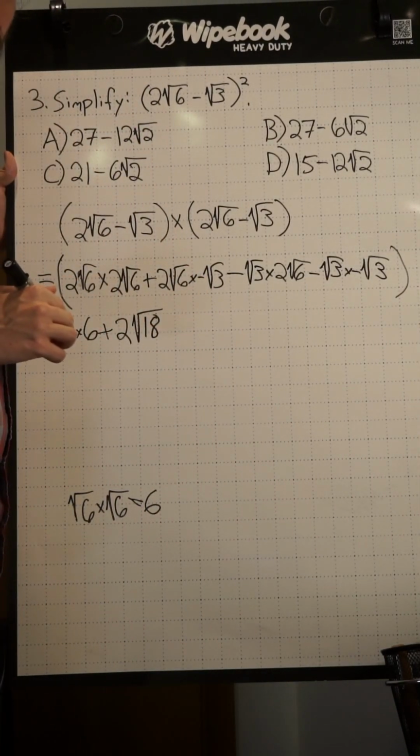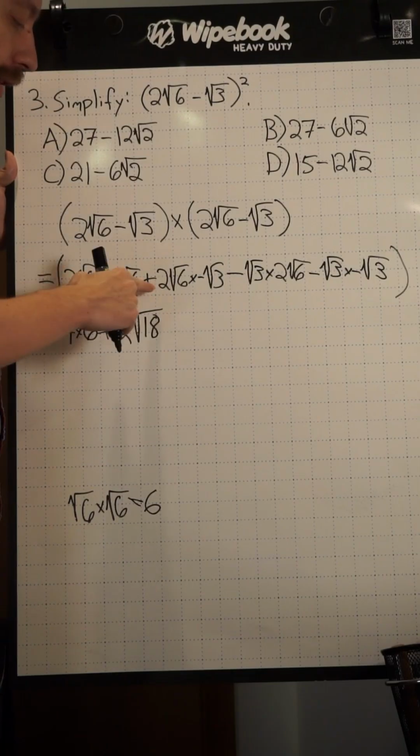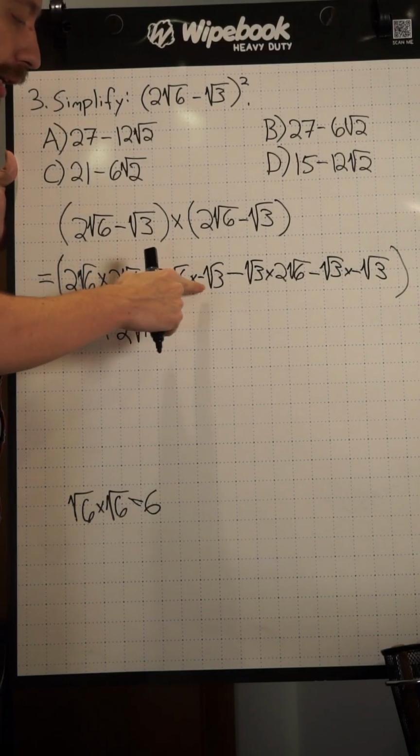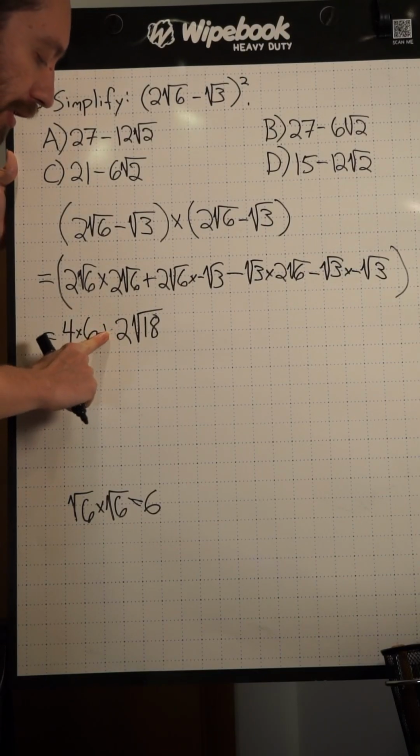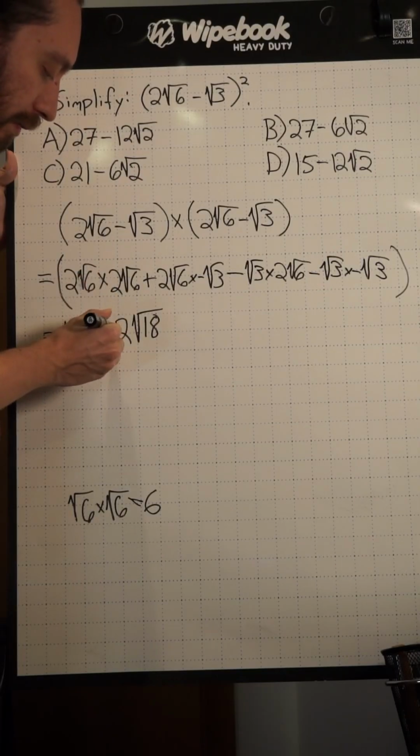All right. Now if you'll notice, there's one more thing we need to look at. This one is plus times a minus. So what is a plus times a minus? It is a minus. So instead of a plus here, let's write a minus here.